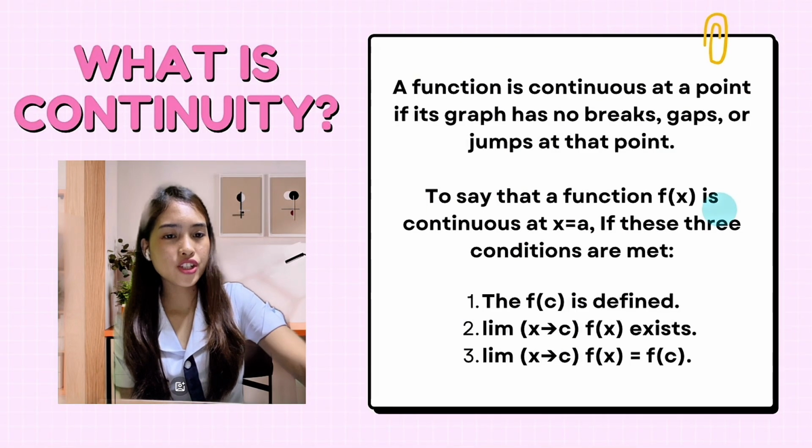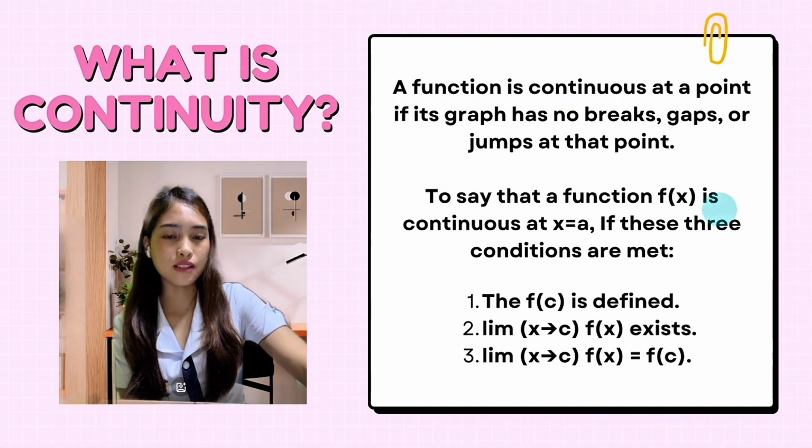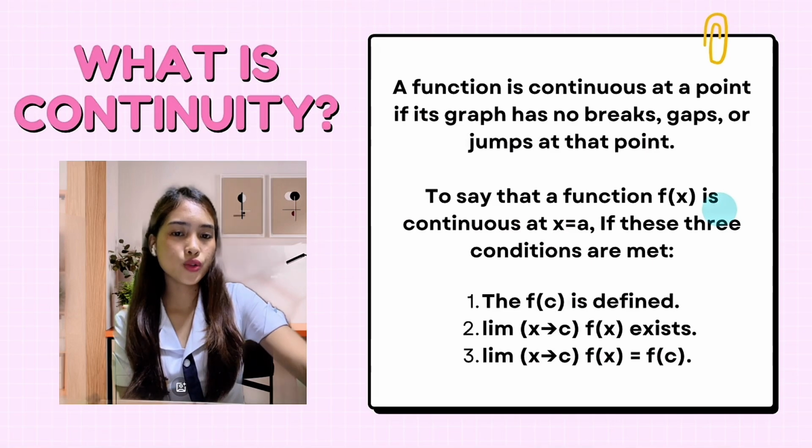To say that a function f of x is continuous at x equals a, these three conditions must be met. First, f of c is defined. This means there is a specific value for f of c. Second, the limit of f of x as x approaches c exists. This means as x gets closer and closer to c from both sides, the function approaches the same value.